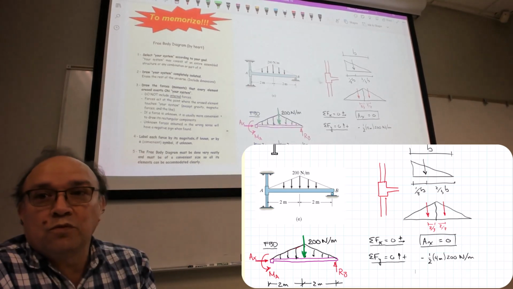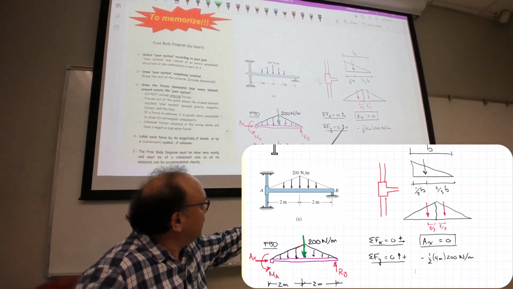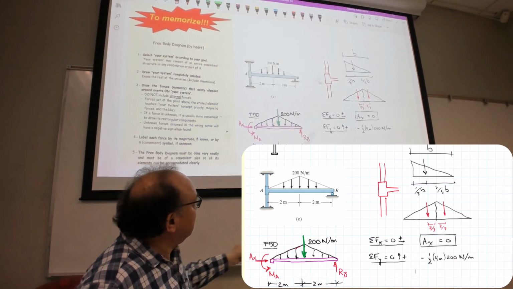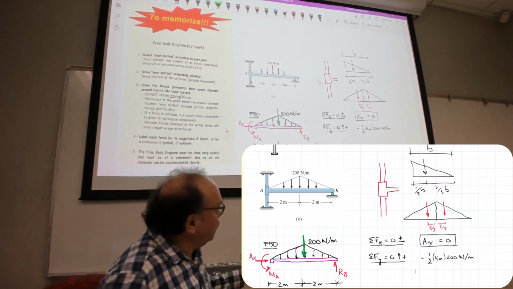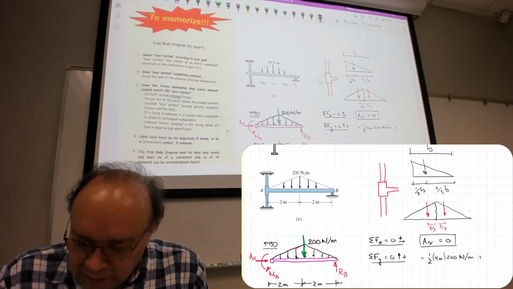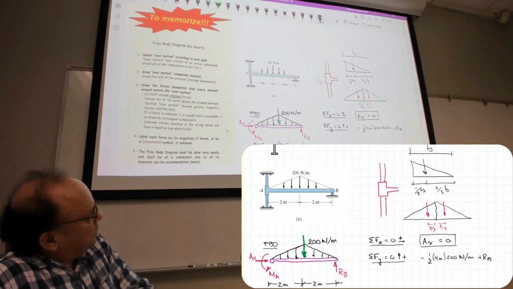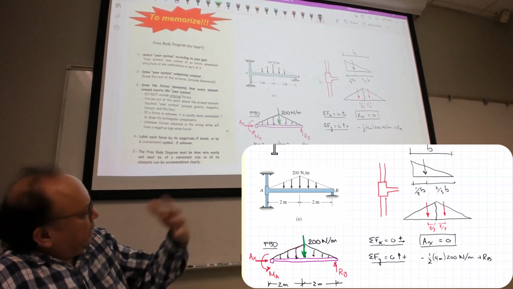There's the RB going upwards, so that's going to be positive. I put negative on this one because this one is going down. Plus RB. Do you have any more forces in the y direction? No, then equals to 0.